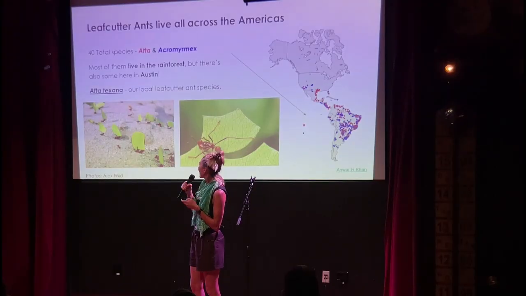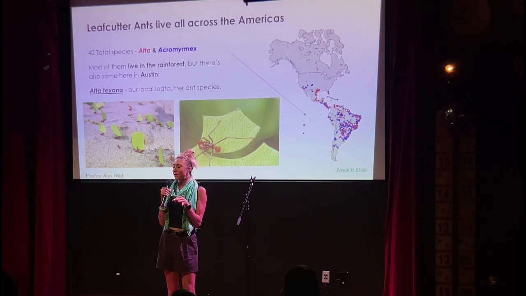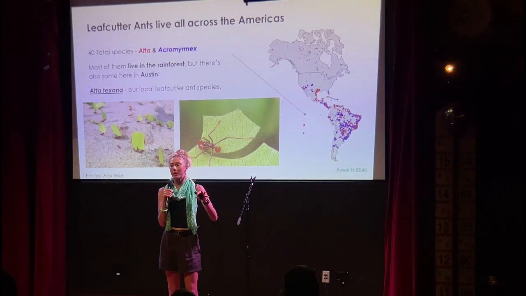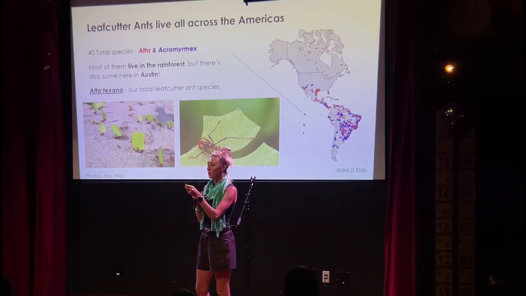We're very lucky in Austin to have quite a little bit of a tropical climate, and so we get some of these leafcutter ants, and our local species is Atta texana, which is one of 40 different species of leafcutter ants across North and South America. Now, if you go to Europe, you're not going to find them, right? So this is in the New World only.